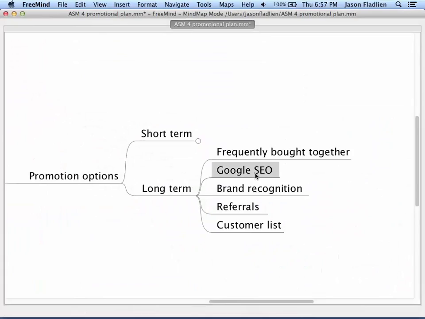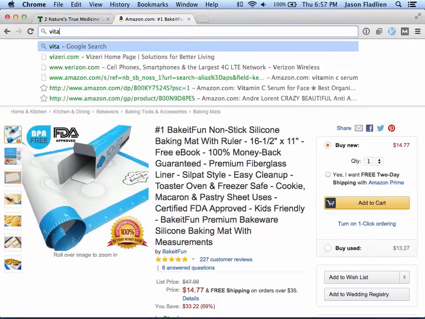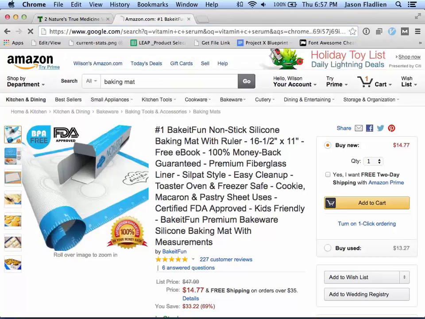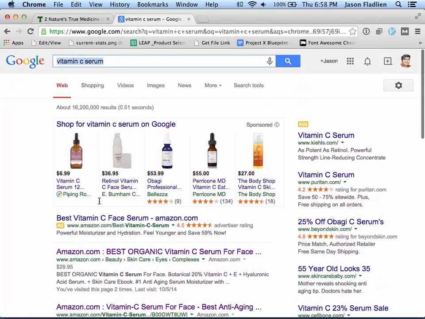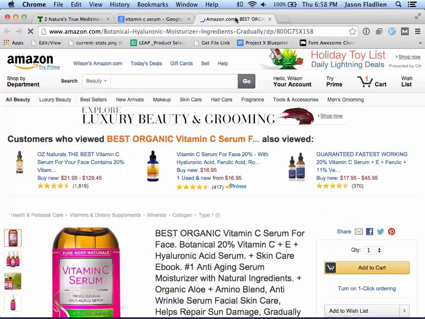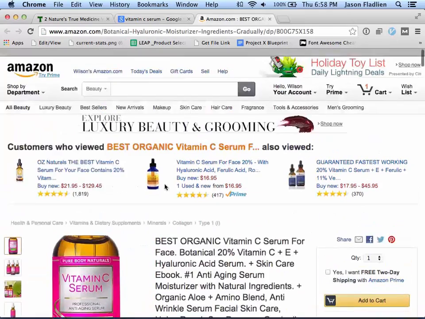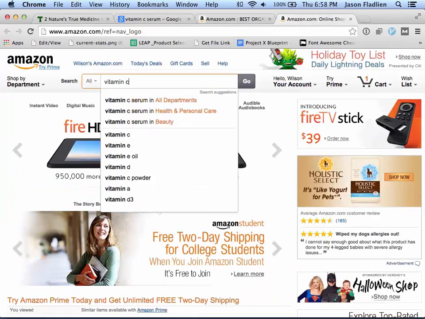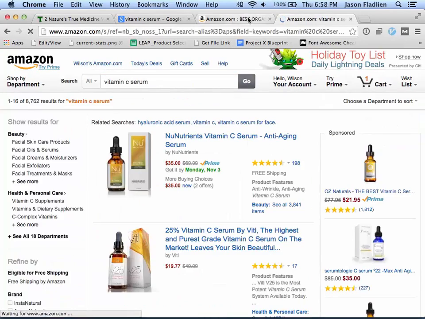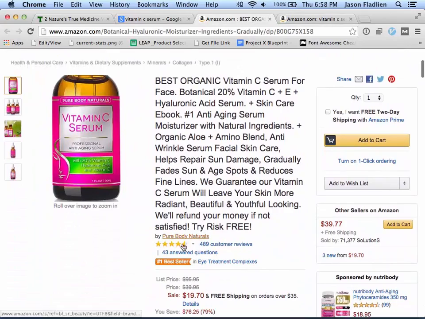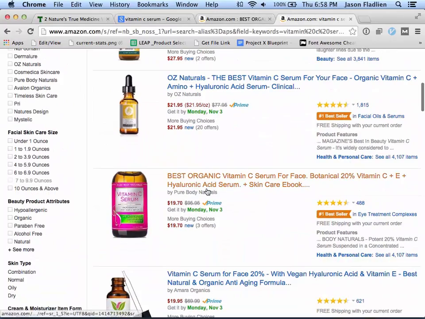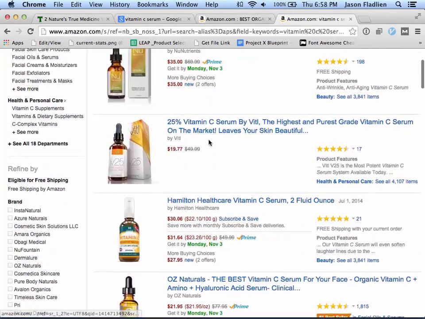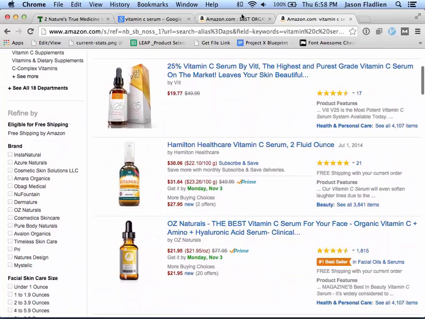Google SEO becomes very, very popular. So if I do something like a vitamin C serum Google search, and notice what the very first listing is in vitamin C serum. It's an Amazon listing. And if you click on this, this is all Google traffic, okay? So if you look at this vitamin C search and you actually do vitamin C on Amazon itself, let's see if Pure Body Natural shows up anywhere on page 1. Okay, they're right there.